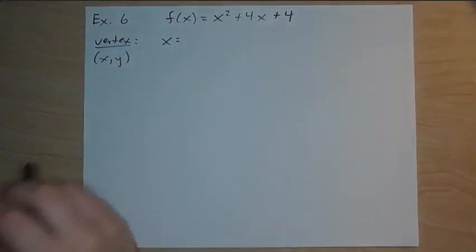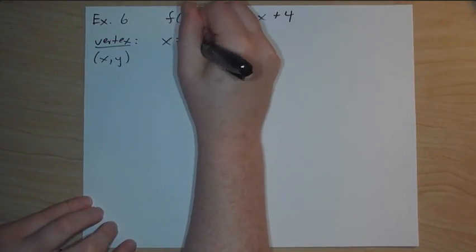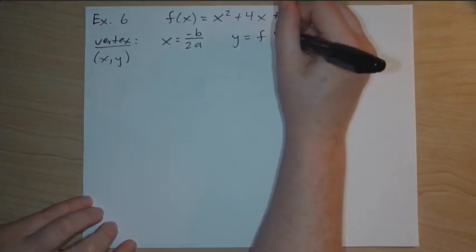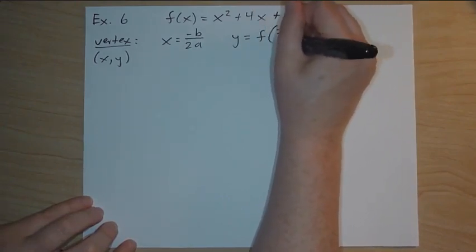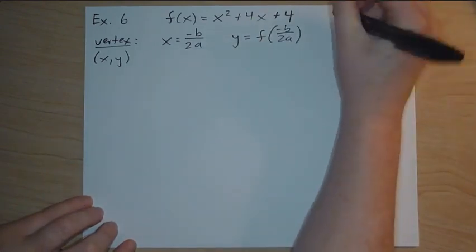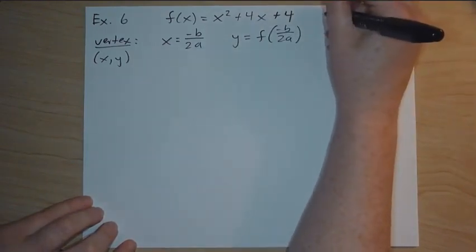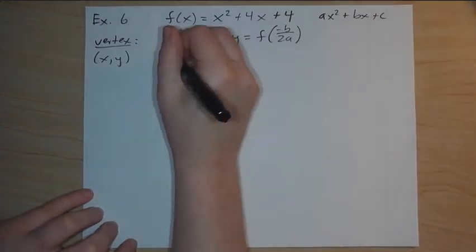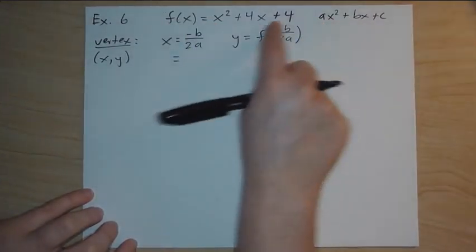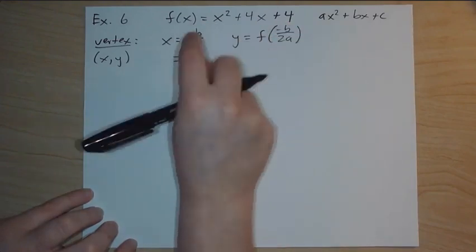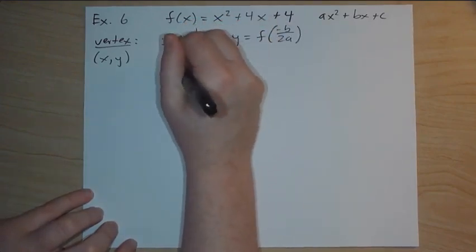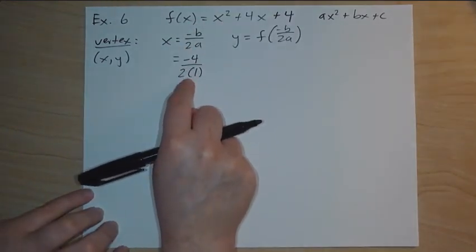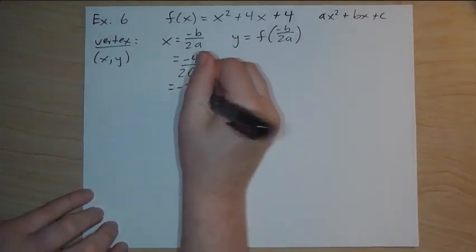The x value comes from the formula x is equal to negative b divided by 2a, while the y value comes from the formula f of negative b over 2a. The a and the b come from the standard way of writing a polynomial, which is ax squared plus bx plus c. So we have our a is 1, our b is 4, and our c is 4. So negative b is going to give us negative 4 divided by 2 times a, which is 1. So this is essentially just negative 4 divided by 2. That's just going to give us negative 2.